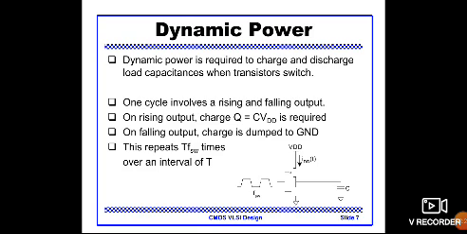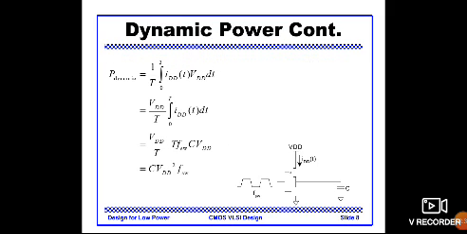As given in the figure, here we have two grounds. One is connected to the transistor and the other is connected to the capacitor. Dynamic power is as shown here. It is the derivation of dynamic power, where T is time and VDD is voltage.